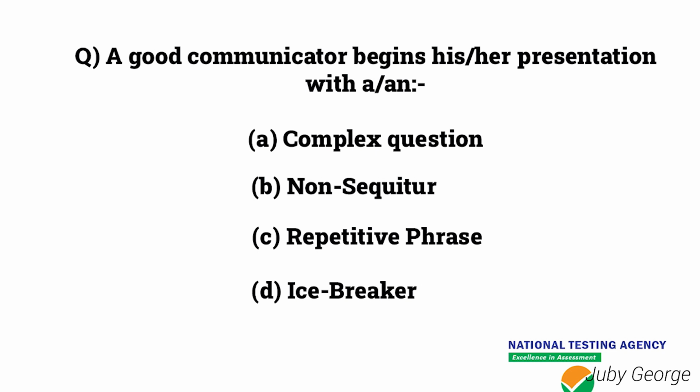The second one is a non sequitur. Non sequitur is a literary term which means a kind of conclusion that is not related to the content. So we can understand that a presenter will not start with a conclusion, and we can eliminate this option as well. The third one is repetitive phrase. Repetitive phrases are so annoying and irritating for the audience, so they don't get interested. And the fourth option is of course icebreaker, and we will be so interested when the presenter starts a conversation with an icebreaker. So the right answer is icebreaker.